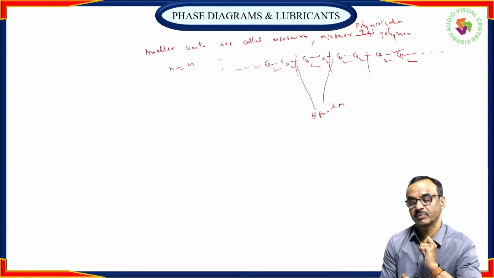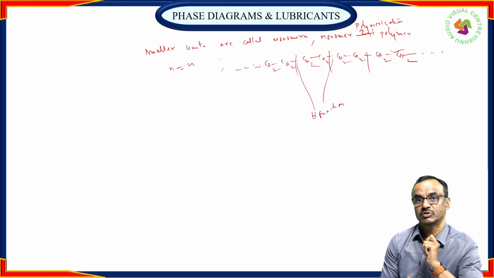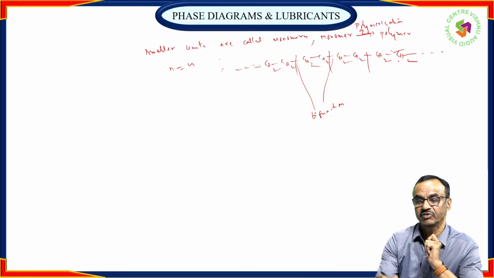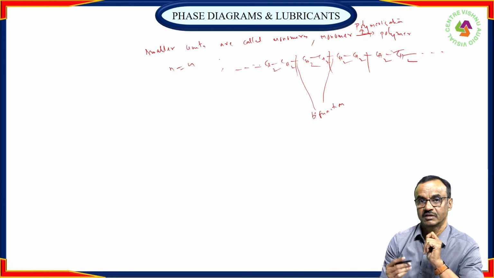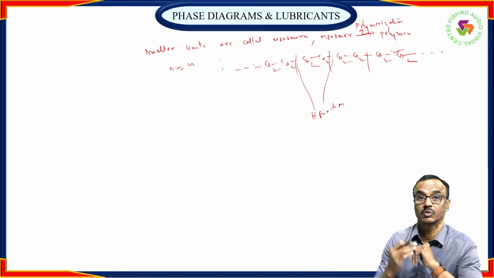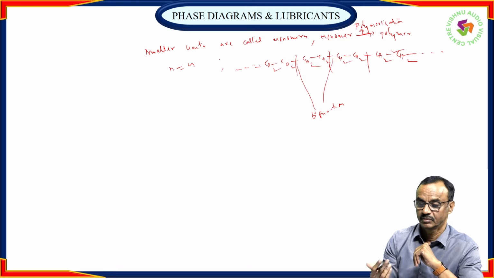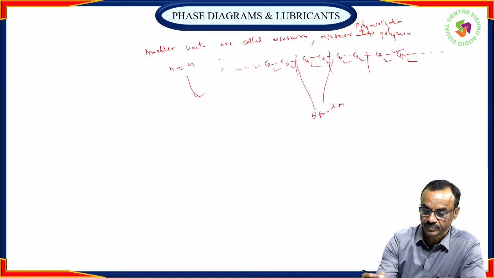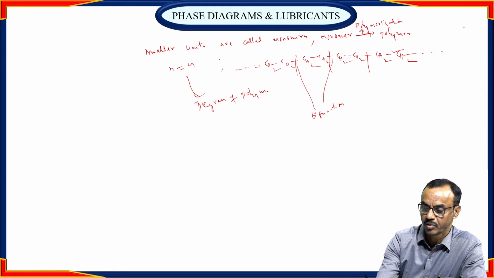Repeated units in polymeric chains. Let us assume the chain consists of 4, so 4 are there, just for your clarification. The other n number may be 1000, 2000, 2 lakhs. Many are there. So the repeated units in this are called the degree of polymerization.